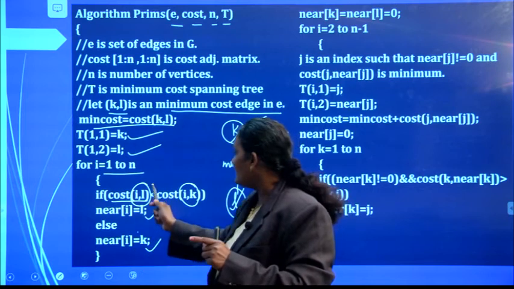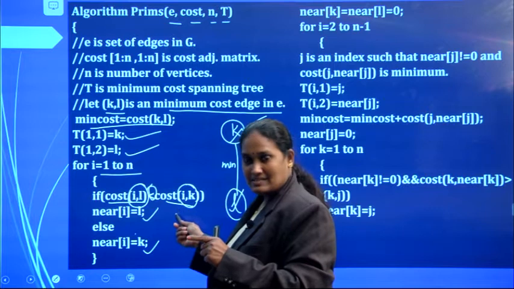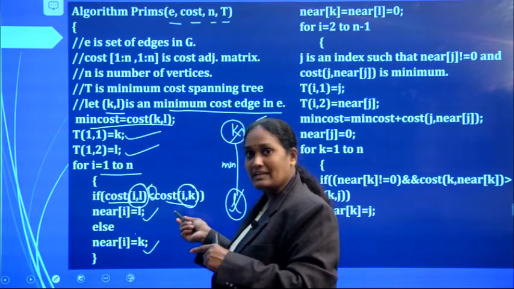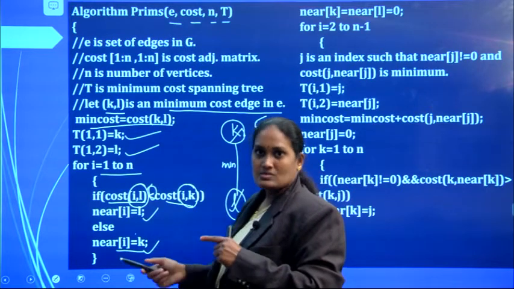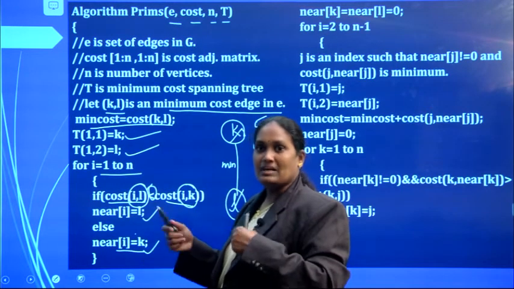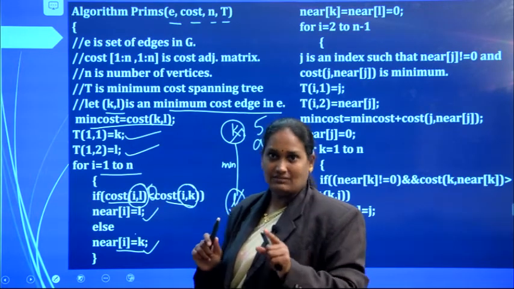Now if this condition is false, it means the cost is lower. In this case, which is the near vertex to I? K is the near vertex. So near of I is equal to k. So for all the vertices we are finding whether k becomes near or L becomes near.